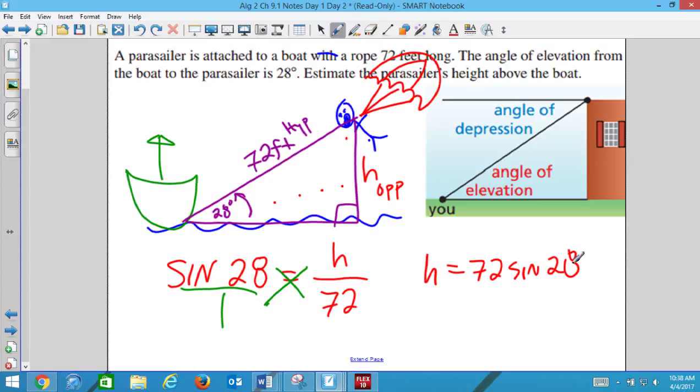Caleb, how high above the boat is this parasailer? Not high enough. 33.8 feet. That's some weak sauce. Can you put your phone away before I take it away?